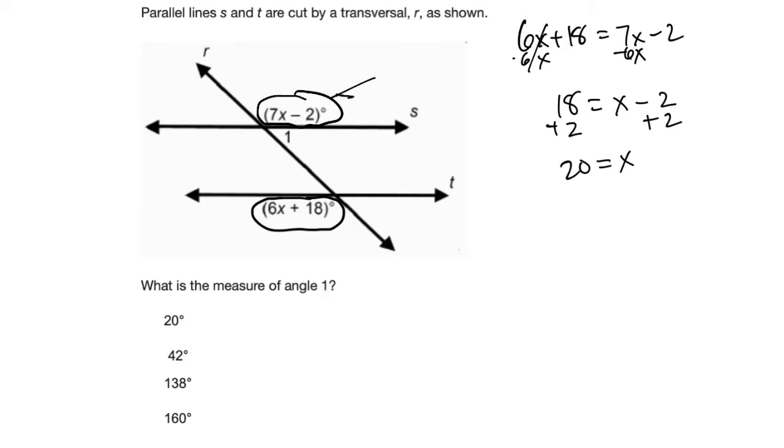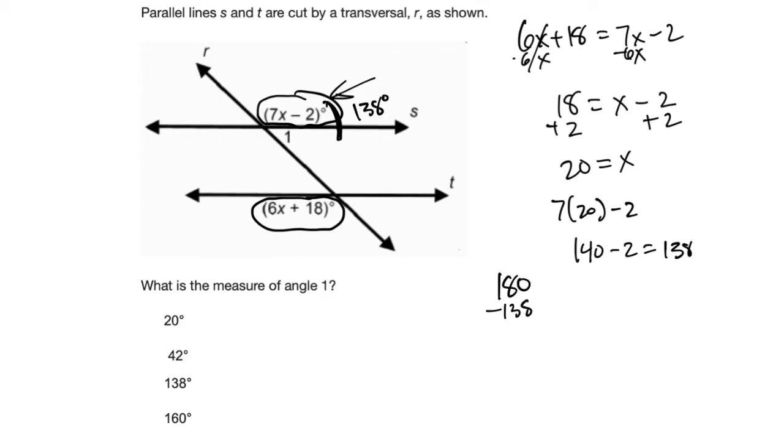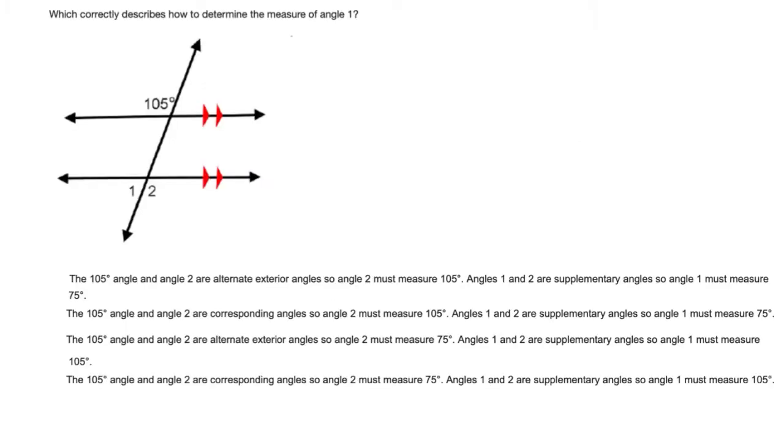Once I know what the value of x is, I can plug it in for that, which, 7 times 20 is 140, minus 2 would give us 138. Then I know that these two form a linear pair, so if I go 180 minus 138, that's going to tell me what my angle 1 is. So we borrow, we get 42 degrees. So it's 42 degrees.